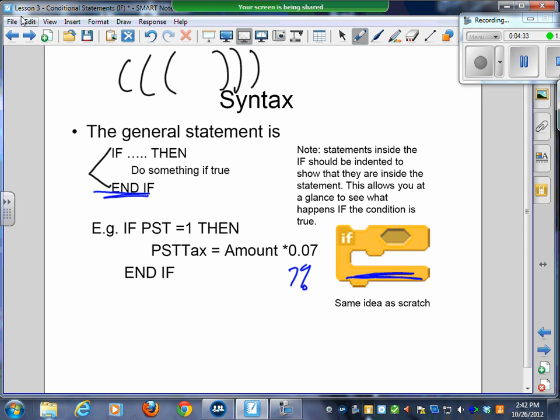Okay? So it's just an if. It's nothing complicated. The tax thing might be complicated. You might not get that, but it's just a plain old if, just like it was in Scratch. What is HST? HST is harmonized. That's where they take the PST and the GST and they put it together.